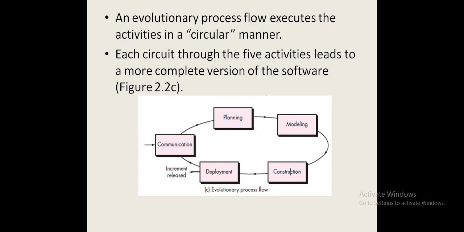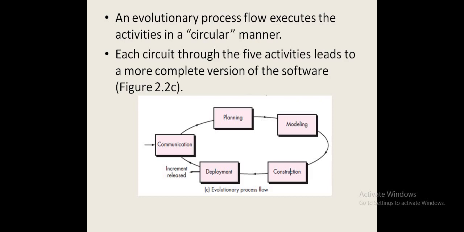Next comes evolutionary process flow. Evolutionary process flow means it executes the activities in a circular manner. Each circuit through the 5 activities produces a more complete version of the software. So here every single activity is completed one time, then again it will be repeated. This is known as one increment. After this process is completed, that is communication, planning, modeling, construction, and deployment, then a product will be released. That is, after the completion of all these activities one time, a miniature version will be released.